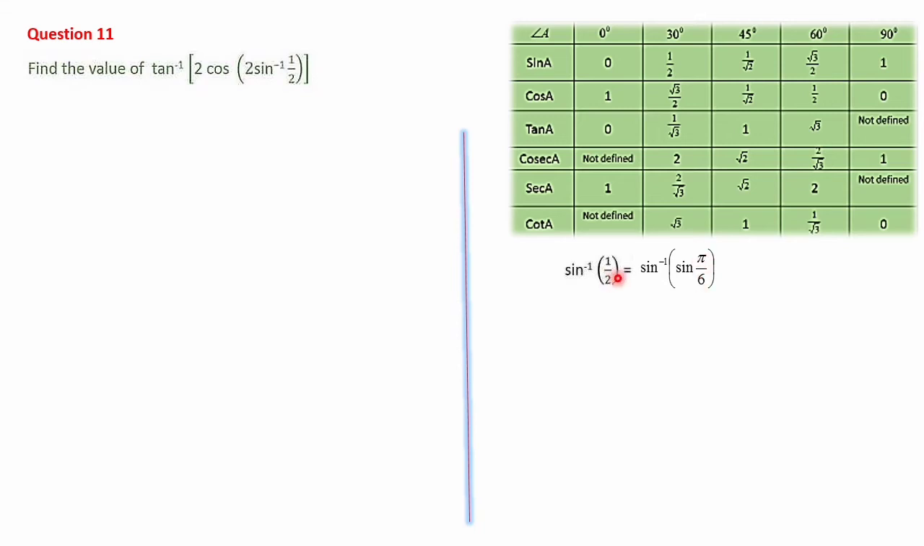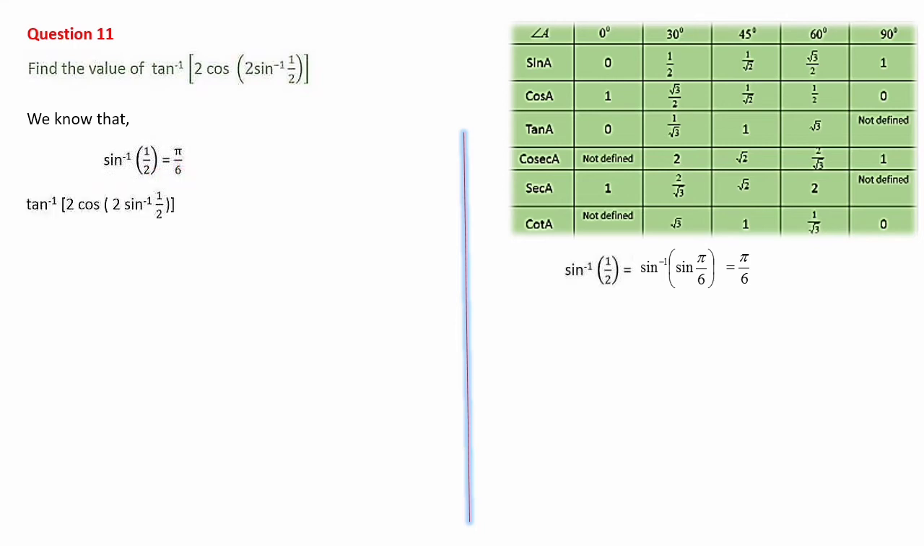So this 1 by 2 we have changed as sine pi by 6. And outside there is a sine inverse. So sine inverse of sine x, we have learned the formula. Sine inverse of sine x is x itself. So sine inverse of sine pi by 6 is pi by 6 itself. So first value we have calculated. So let's begin solving this question. Just write, we know that sine inverse of 1 by 2 is pi by 6. Of course we have a calculator, rough calculation we have done, but we can write here the direct value. Sine inverse of 1 by 2 is pi by 6.